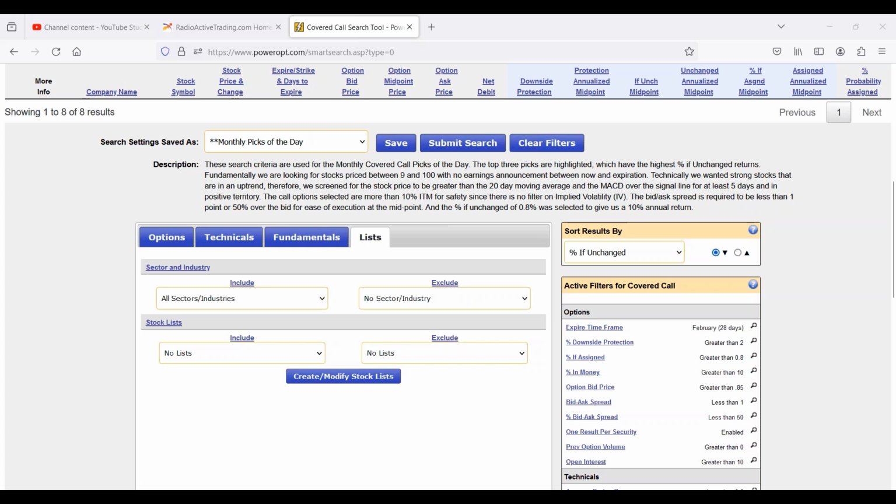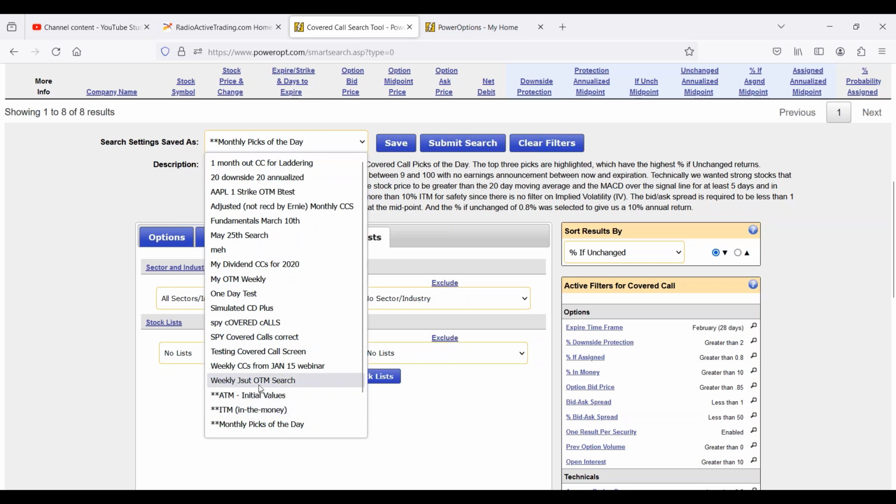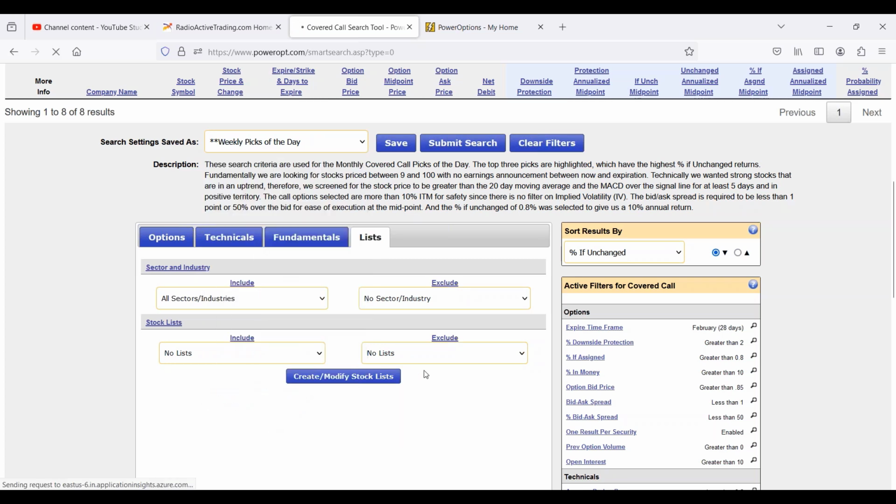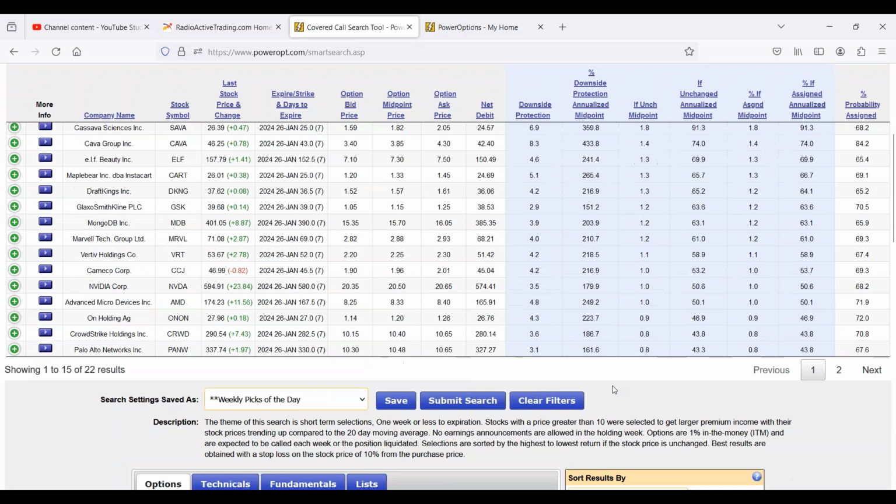my apologies, Kenneth, the results of the monthly and weekly picks of the day criteria are, sorry about that, let me just navigate over to the weekly picks of the day, so you can see it real quick.